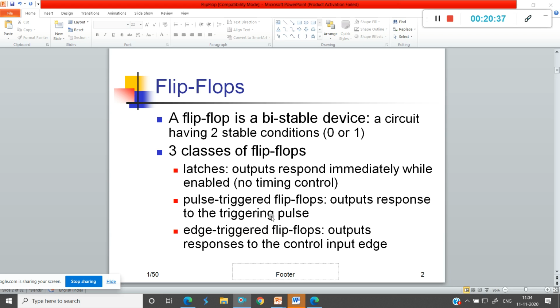Okay, next we have pulse triggered flip-flops. The output responds to the triggering pulse. Okay, edge triggered flip-flop: the output responds only to the control edge. So here we have some edges, positive going edge or negative going edge, that it will respond to. That is the edge triggered flip-flop, where the output responds to the control input edge.